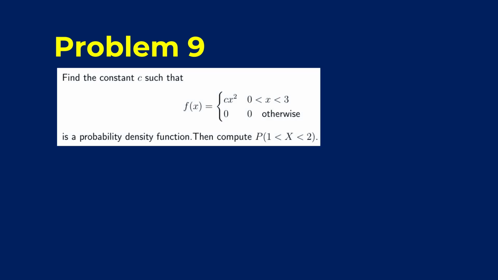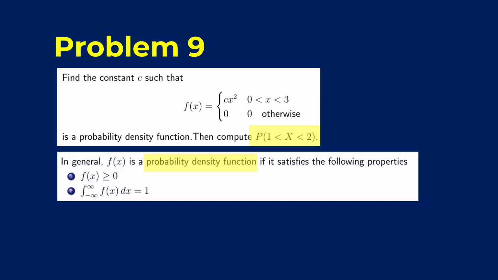In problem 9, we will review a continuous random variable example. We want to find the constant c such that f of x equals c x squared for the interval when x is between 0 and 3, and f of x is equal to 0 otherwise, and we say that f of x is a probability density function. Once we find the value of c, we will then compute the probability for the random variable between 1 and 2. Let's refresh our memory and see the properties of the probability density function.